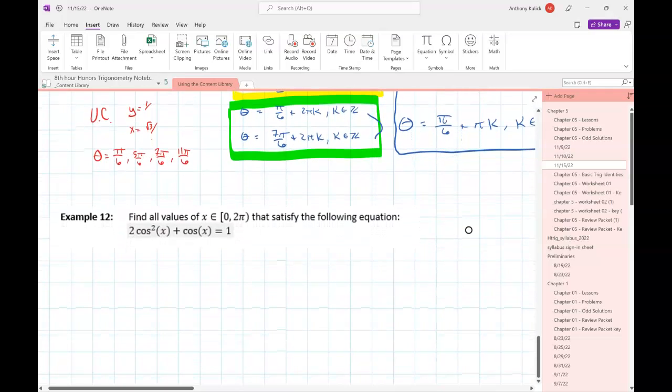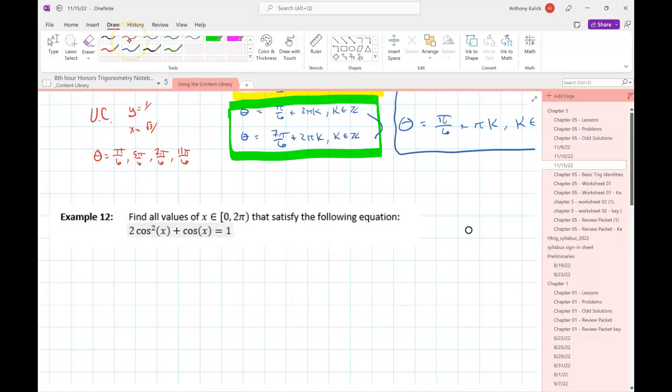Oh my goodness, Mr. Kulik, how do I do that? What does it look like?